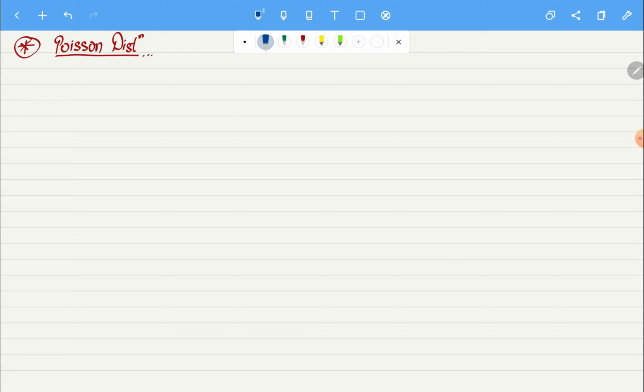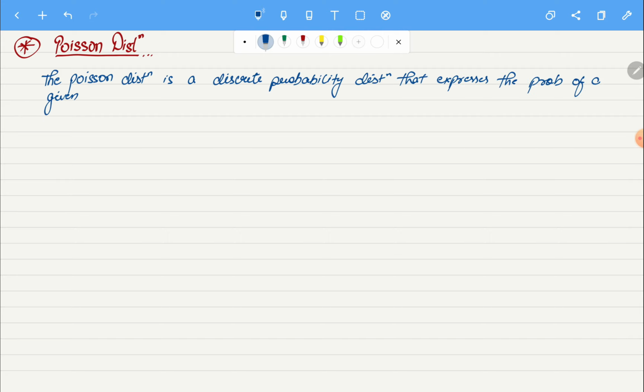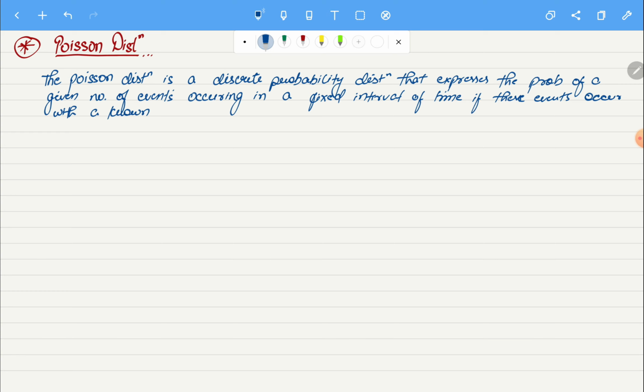So first let's start off with the definition of Poisson distribution. Poisson distribution is a discrete probability distribution that expresses the probability of a given number of events occurring in a fixed interval of time, if these events occur with a known constant mean rate and independently of the time since the last event. In simple terms, it tells you the number of events that occur in a particular period of time.